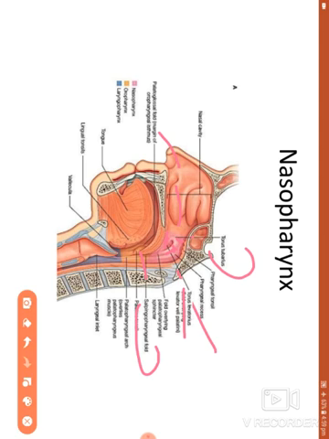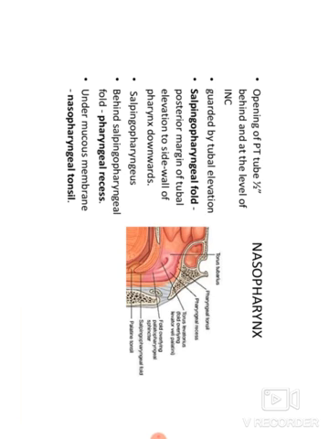Additionally, behind this salpingopharyngeal fold, you can see a recess space that is called the pharyngeal recess. Then, to the superior aspect of the nasopharynx, this is the area for the pharyngeal tonsil. Here we get the tubal tonsil, and here this is the pharyngeal tonsil. Those are the features of the nasopharynx.